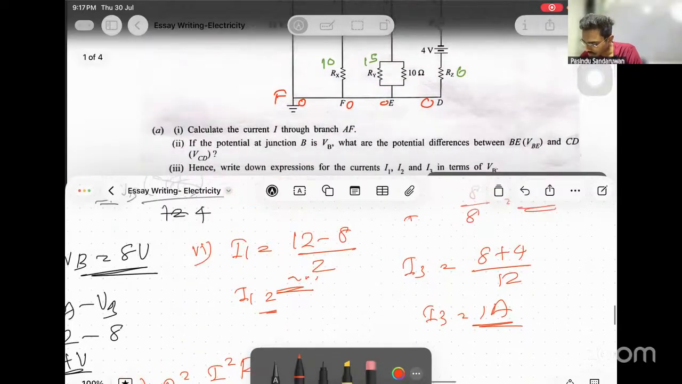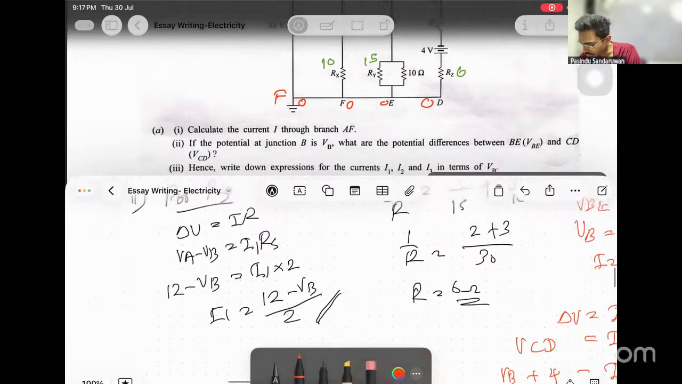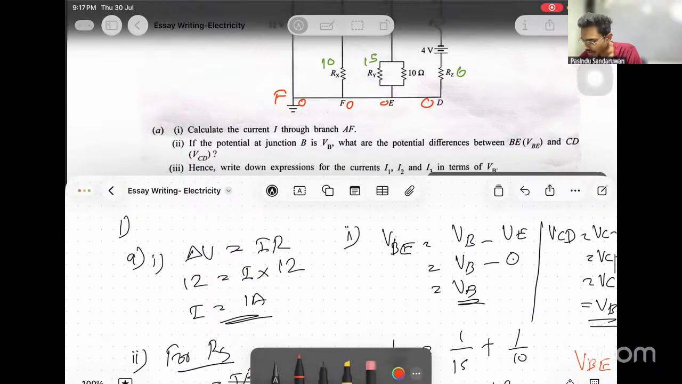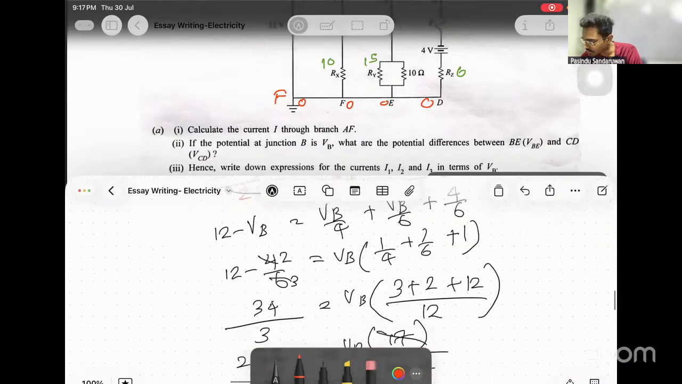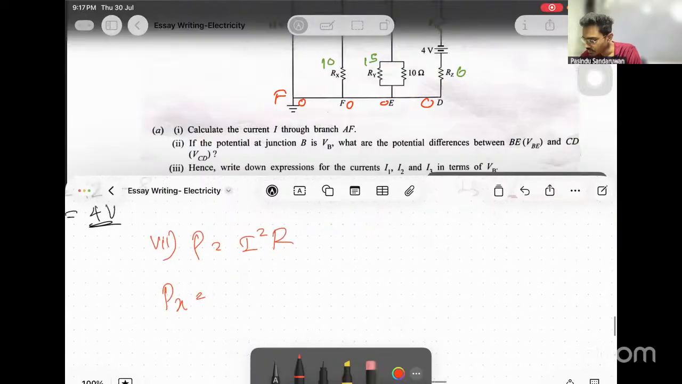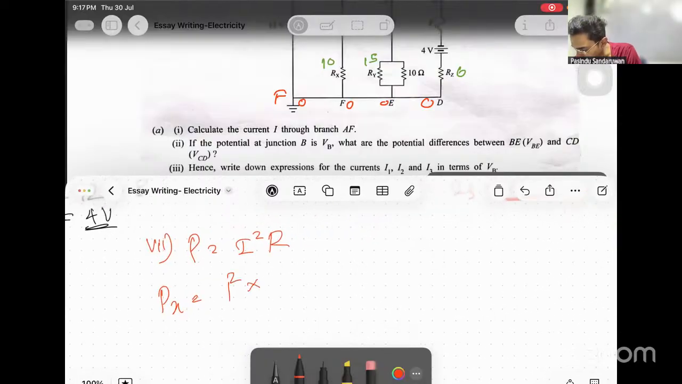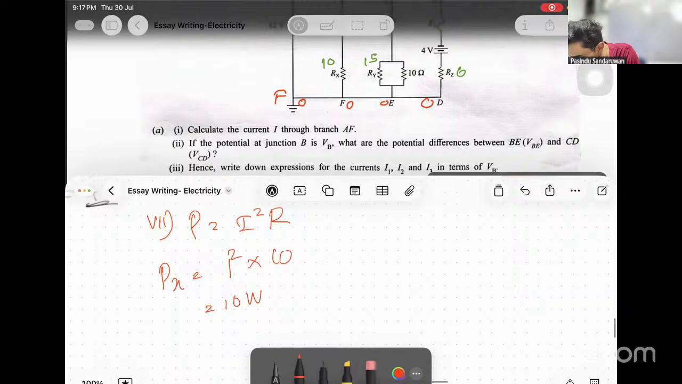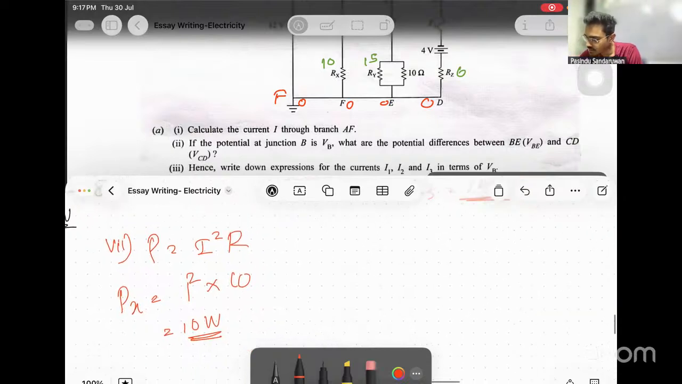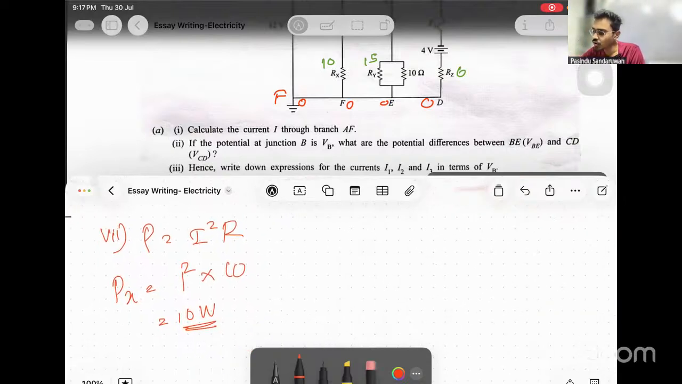We found that the first one is 1 ampere, right? Then Px is 1 ampere squared, and R is 10. Then that is 10 watts. Then for Ry, we have to find the current through Y.